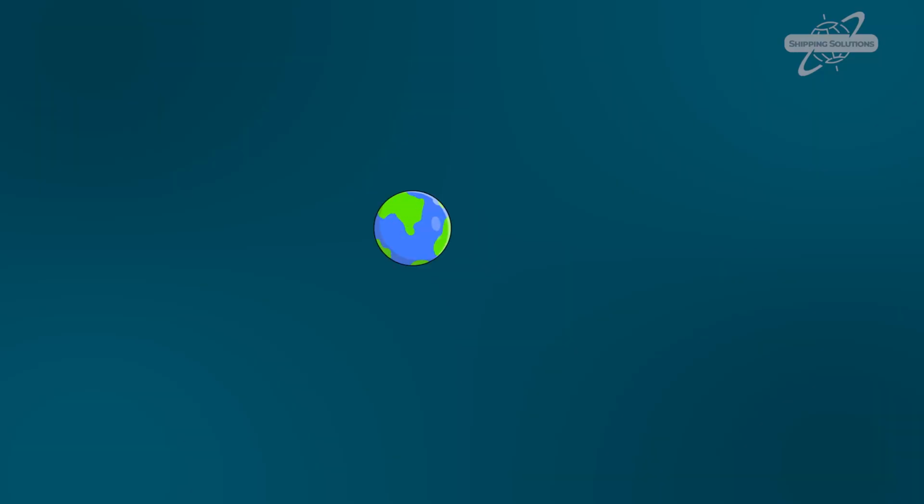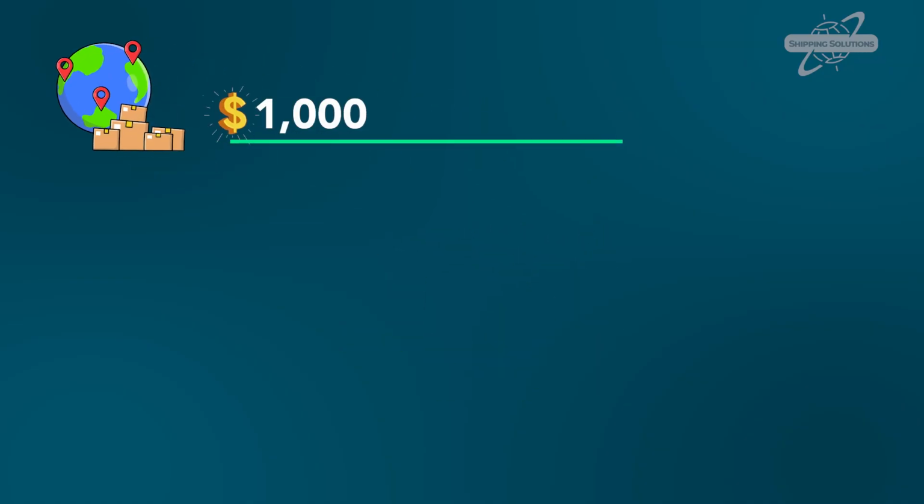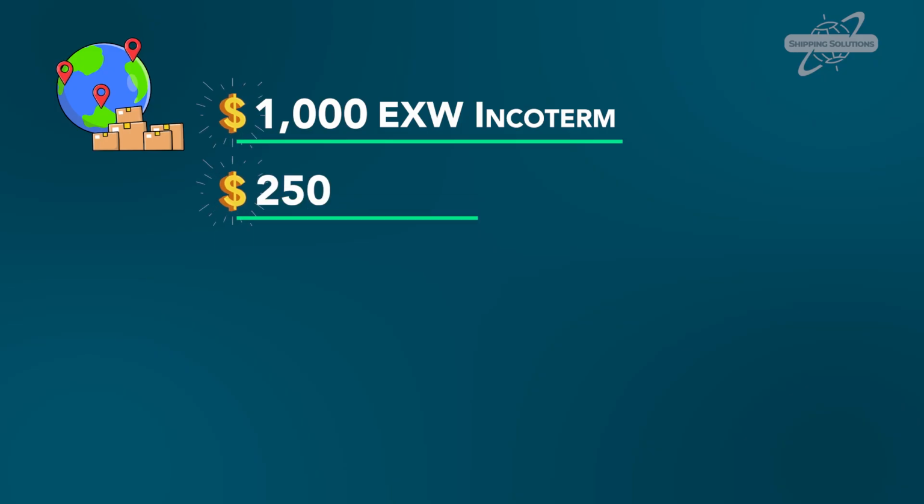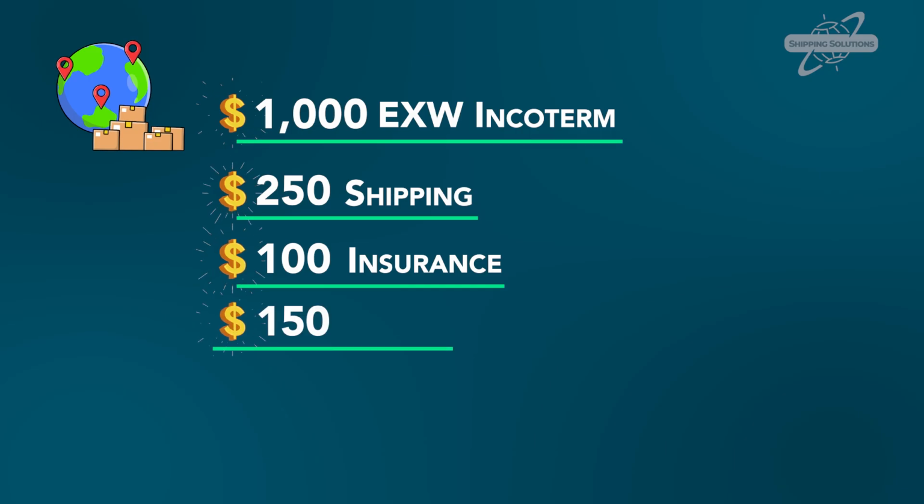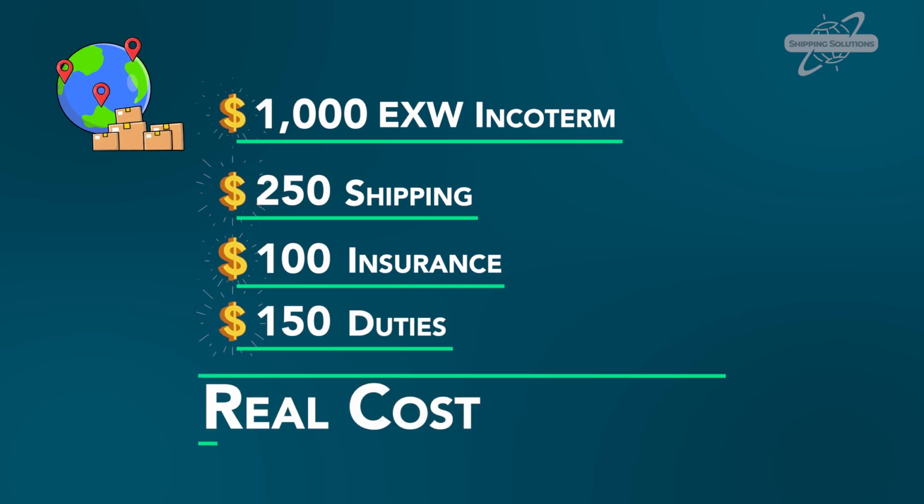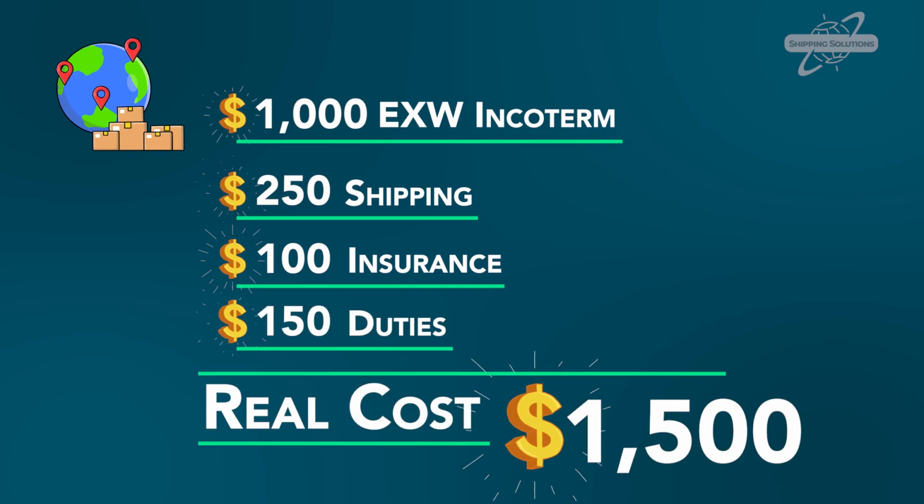Let's say you import goods from Mexico at $1,000 under the EXW Incoterm. Once you add $250 for shipping, $100 for insurance, and $150 for duties, your real cost is $1,500. Knowing that upfront prevents costly surprises for your finance or logistics team.